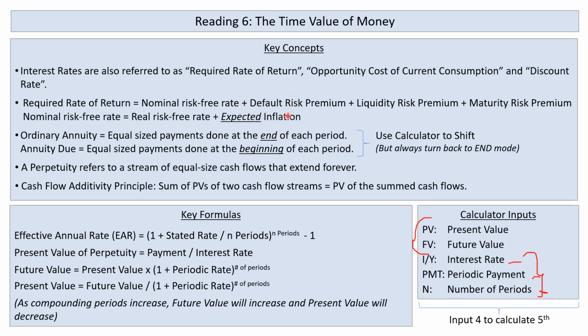However, the default risk premium is the percentage premium you would require to be embedded within your interest rate. The higher the default risk, the higher default risk premium you would require. Okay? The third component, everyone, is called the liquidity risk premium.